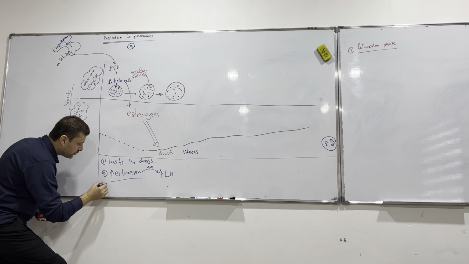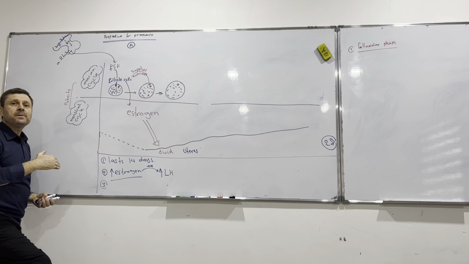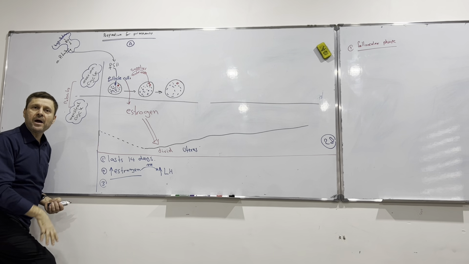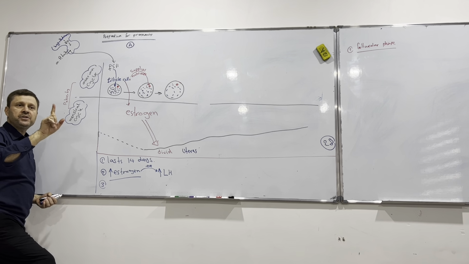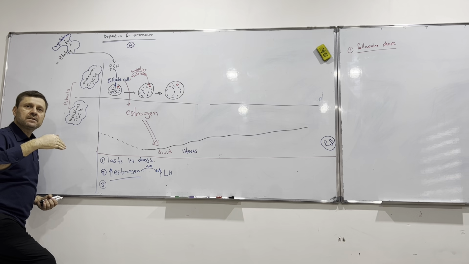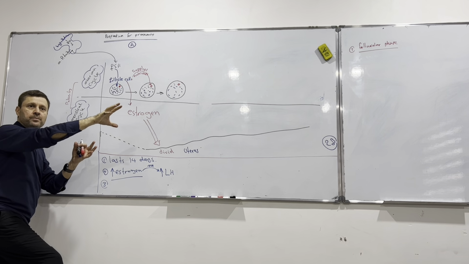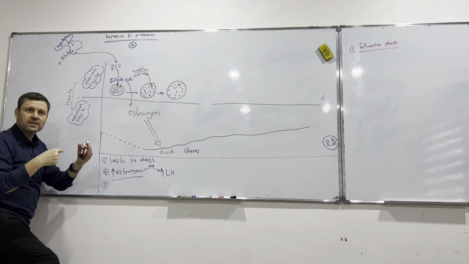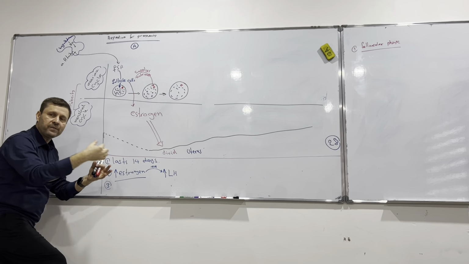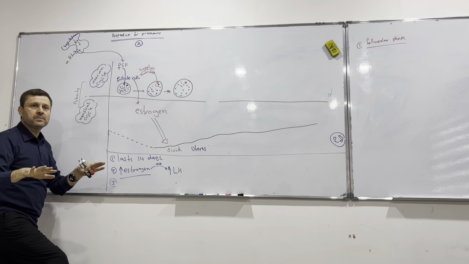Also, you have to know that the egg completes its first meiotic division. The second meiotic division happens only in the fallopian tube, and only with fertilization. No fertilization, no second meiosis, right?